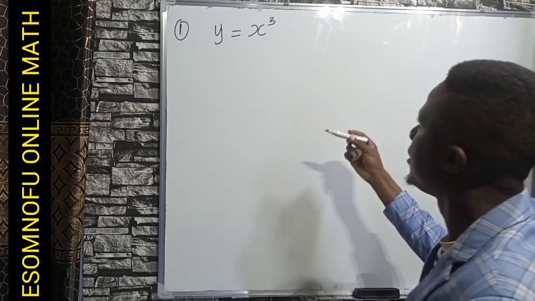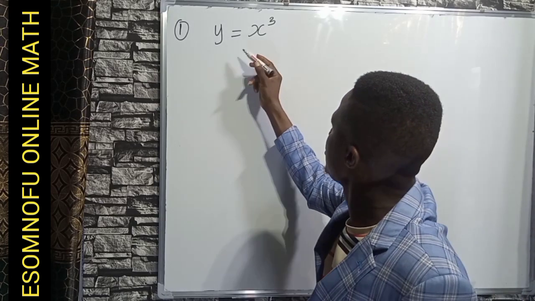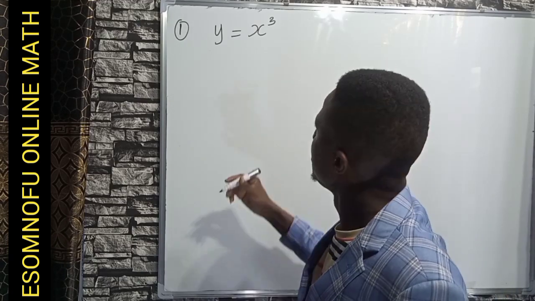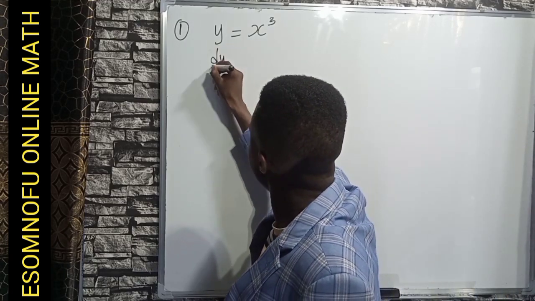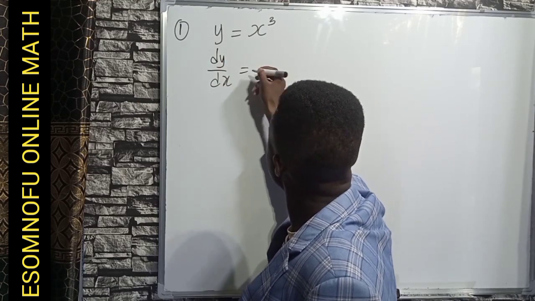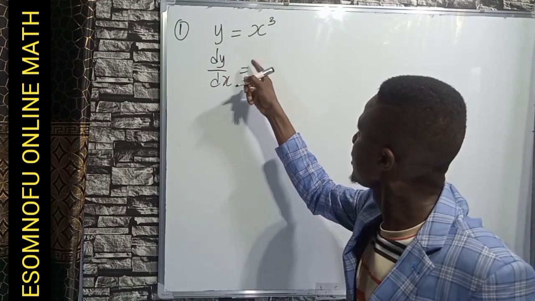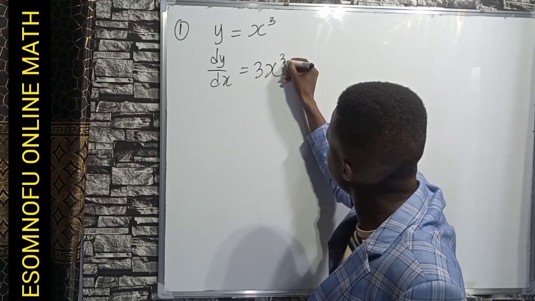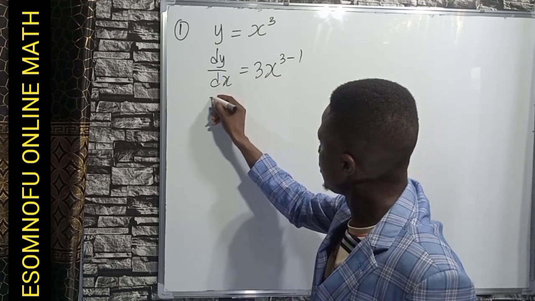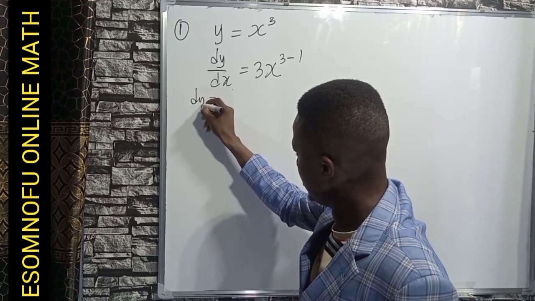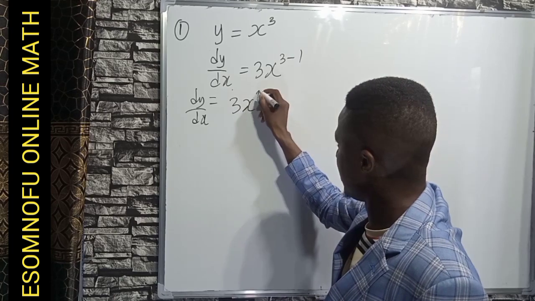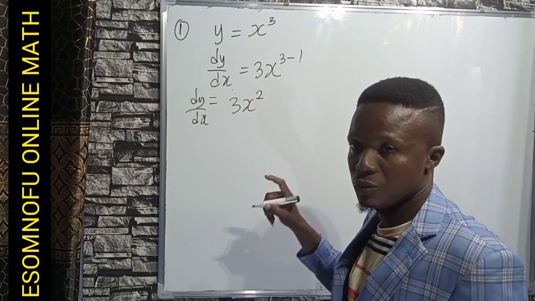Okay, in the first question we have y is equal to x to the power of 3. If you want to differentiate any function, all you have to do, that is dy over dx, means any power you see, bring it at the back. So the power is 3. The 3 comes to the back. You write your x, the same power, take away 1. So this will give us dy over dx is the same thing as 3x to the power of 2, because 3 minus 1 is 2.